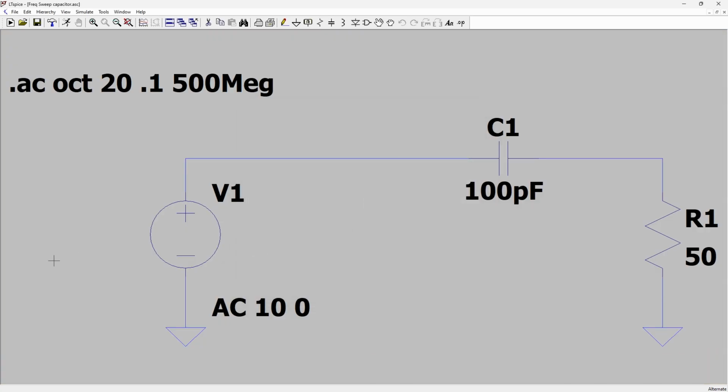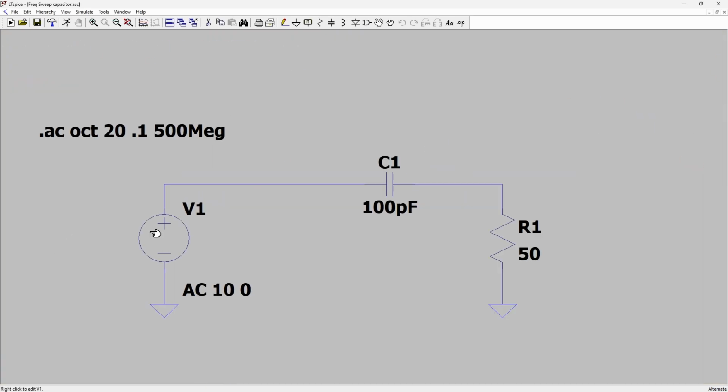Let's open up this. Now, in this circuit, all we did was pull the resistor out and put a capacitor, a 100 picofarad capacitor in. And now we're sweeping from 20 hertz, or from 0.1 hertz, I'm sorry, basically DC. It can't go to 0. It won't let you do that. So this is basically DC to 500 megahertz.